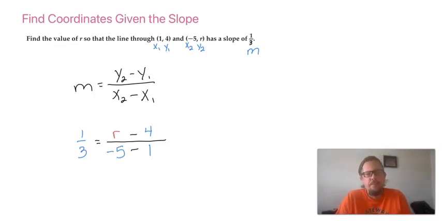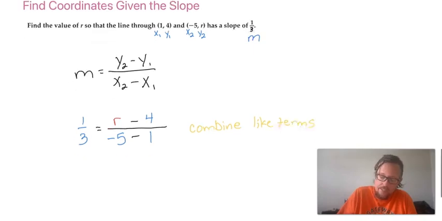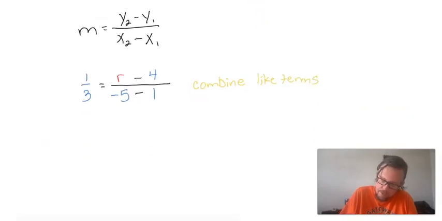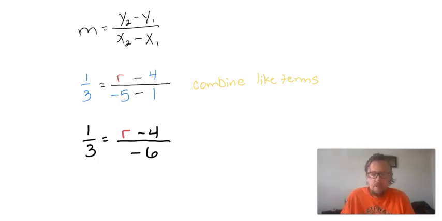Let's figure it out. Well, the first thing that we can do is combine like terms. Because on the bottom of this slope formula, we've got that -5 minus 1, and we can combine that and get -6. So let's do that first. So we've got 1/3 equals, and I'm going to keep this r as a different color throughout, just so it's easier to see. We've got r minus 4, and on the bottom we've got -6. So we can combine like terms.